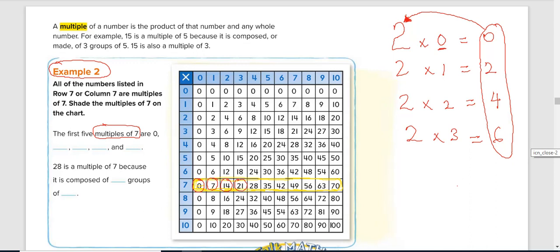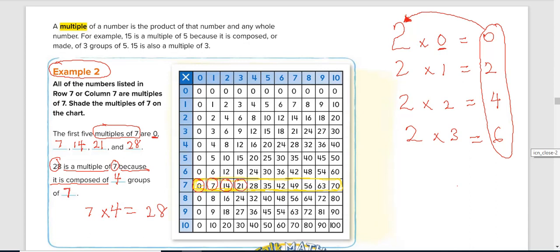So I can write, we have 0 here, then 7, 14, 21, 28. So 28 is a multiple of 7 because it is composed of, I ask myself, what am I going to multiply with 7 that will give me 28? Of course, it is 4. 7 times 4. So it is composed of 4 groups of 7.